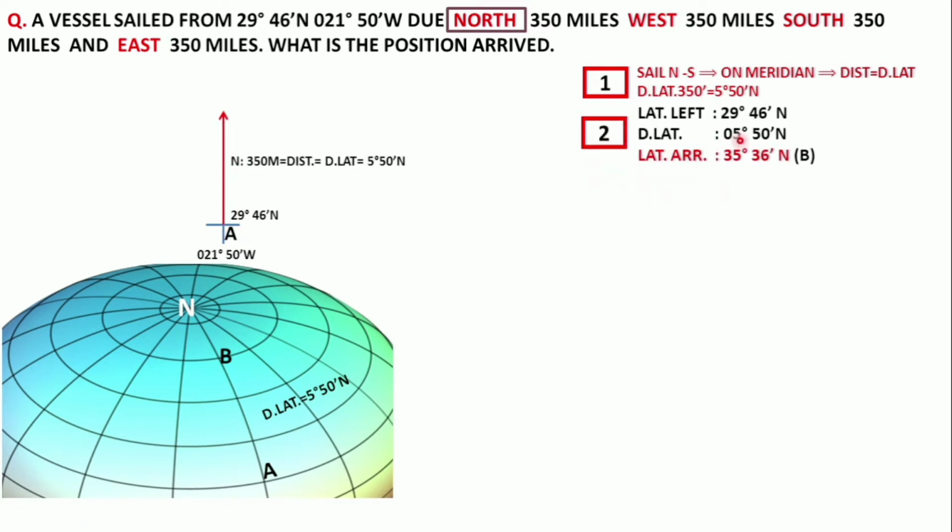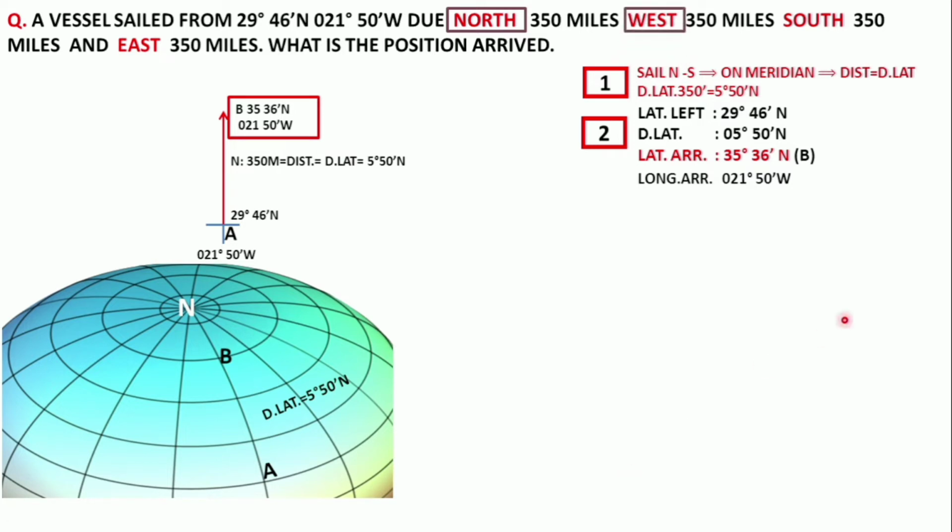We know the latitude she left, and we know the D lat. We can find out the latitude when she reached B. And she was going along the same meridian, so that means her longitude would be the same. This is your position when she reached B here.